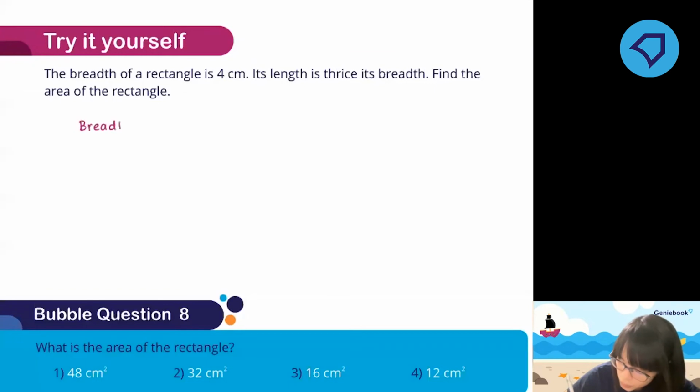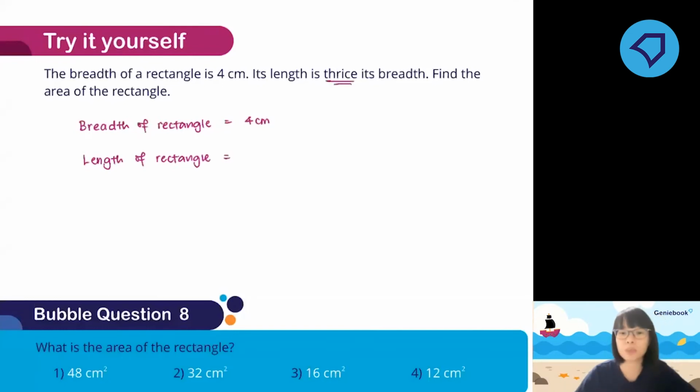Okay, so for those of you who need a little bit of help, based on the question, breadth of rectangle given to you is 4 centimeter. So you need to find the length. Please find the length of the rectangle, which is thrice its breadth. Thrice its breadth means you need to multiply by 3. Then you can find the area of the rectangle. Okay, so I help you guys a lot already. So please try the rest by yourself. So find the length of the rectangle first, then find the area of the rectangle.